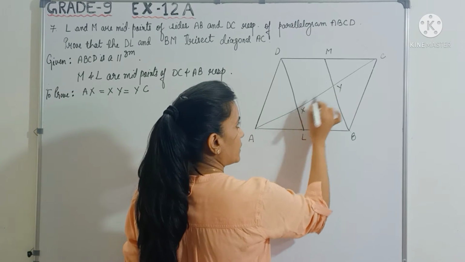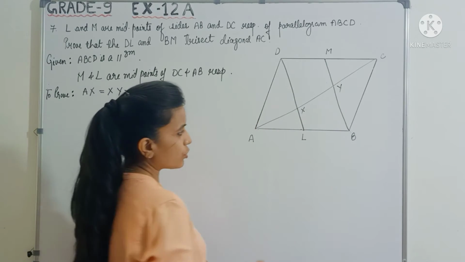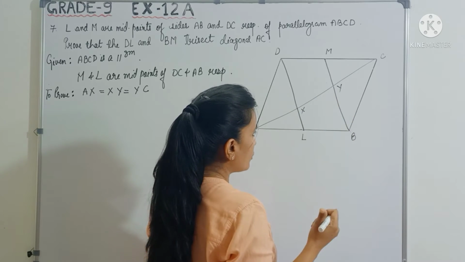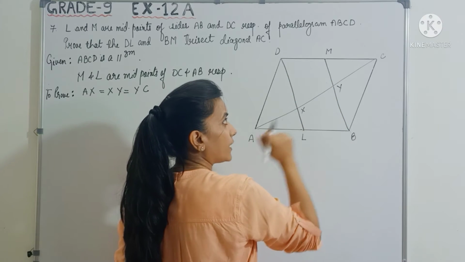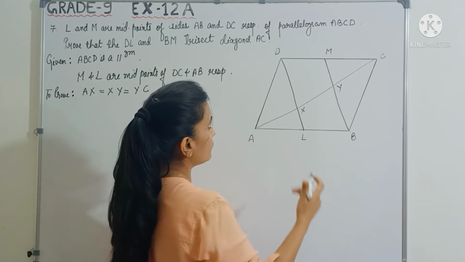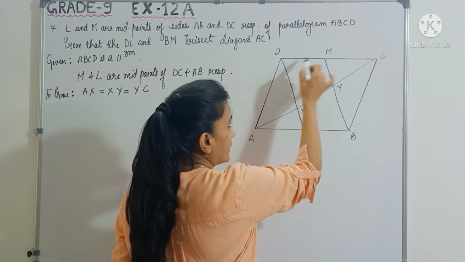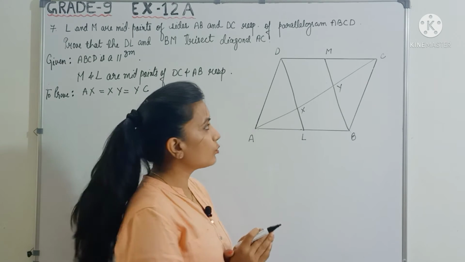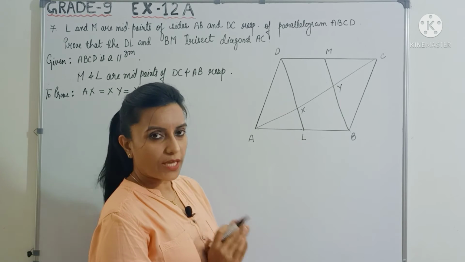So AX will be equal to XY, right? So now you have to think how to show that LX is parallel to BY, right? So can I show that LD is parallel to BM? Can I show that? So for that you have to take the quadrilateral DMBL. Take this quadrilateral and think that can you show that this quadrilateral is a parallelogram? Yes, you can show that.